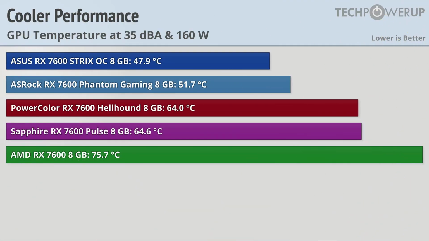But as we've said before, GPU fan noise is often more due to the fan curve than it is to the cooler performance. Taking out fan curves and normalizing at 35 decibels and 160 watts of power usage, we can see that the worst cooler is actually the reference AMD RX 7600, topping out at 75.7 degrees. The Asus RX 7600 STRIX OC leads the pack at 47.9 degrees, which is rather impressive since I've been outside in hotter weather than that. And the ASRock RX 7600 Phantom Gaming comes in a close second at 51.7. And PowerColor and Sapphire come in mostly tied at 74 and 74.6 degrees.